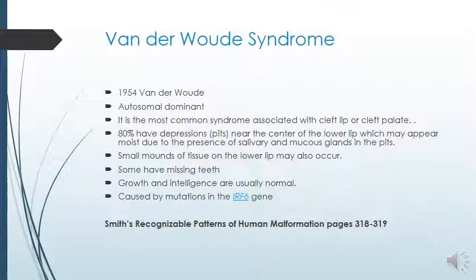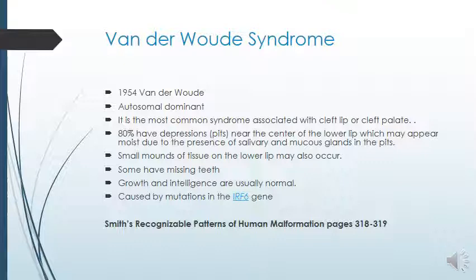In looking at van der Woude syndrome, it was discovered in 1954 by van der Woude, and it is an autosomal dominant disorder. It's the most common syndrome associated with cleft lip or cleft palate, and we also see that not only the cleft lip and/or cleft palate are present in these individuals, but they may also have depressions, pits near the center of their lower lip. This happens in about 80% of those individuals with this syndrome.